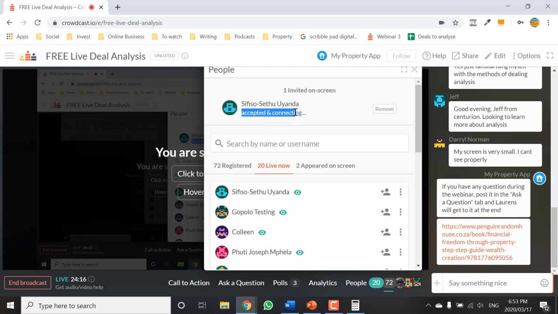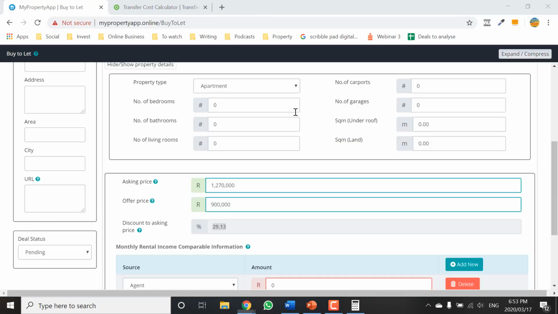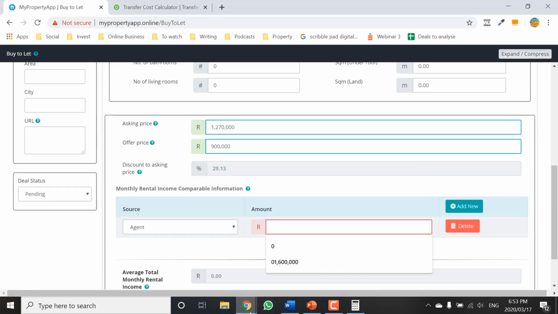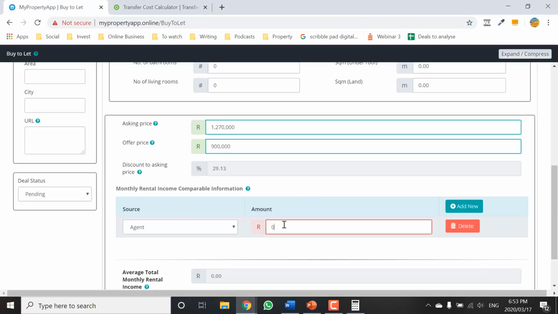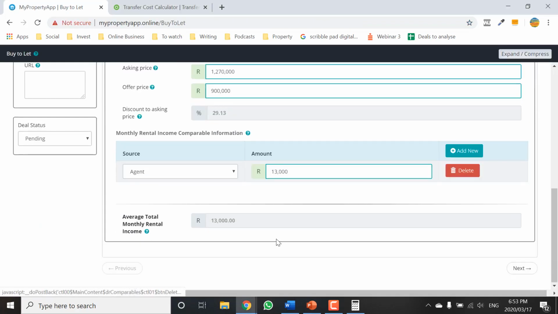He's still not connecting. I don't know if potentially the connection's not good enough. Anyway, I'm going to continue. Luckily, he has already sent all the information to me. He told me that the rental will be about 13,000. So let's go here, 13,000 for the rental.